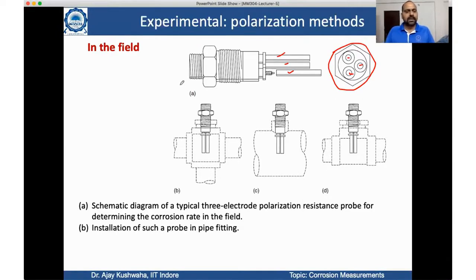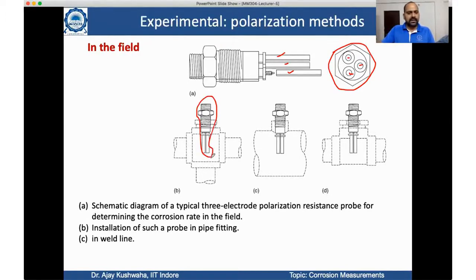Figure B shows how we can install this in a pipe fitting. You can see these are the pipe fittings, and this is the 3-electrode probe, installed here in a pipe fitting.